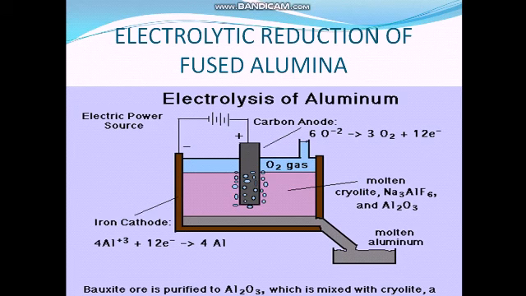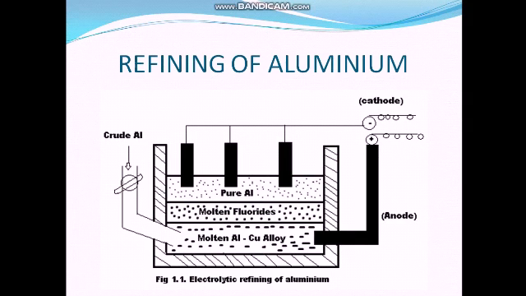Then fresh alumina is added, and by this process we will get 99.8% pure aluminium. By electrolytic reduction of alumina, we get 99.8% pure aluminium. But still, if this aluminium is used for making electrical circuits or electrical wirings, then we need more refined aluminium. For that, electrolytic refining of aluminium is done.